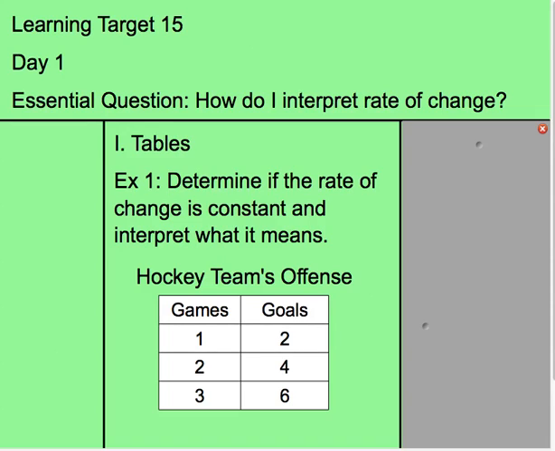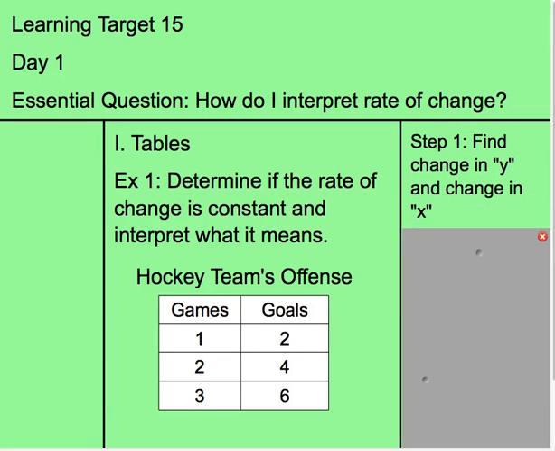So our first example, we're taking a look at a hockey team's offense throughout the course of 3 games. In game 1, they had 2 goals. In game 2, they had a total of 4 goals after 2 games, and after 3 games, they had a total of 6 goals. So to find if the rate of change is constant, we find the change in y and the change in x. Anytime you are given a table, x is the first column and y is the second column. So you never have to think about which one's x, which one's y. It's always given to you in that order.